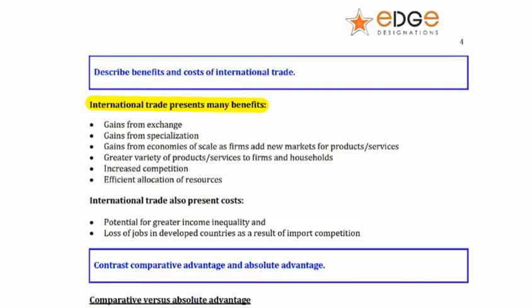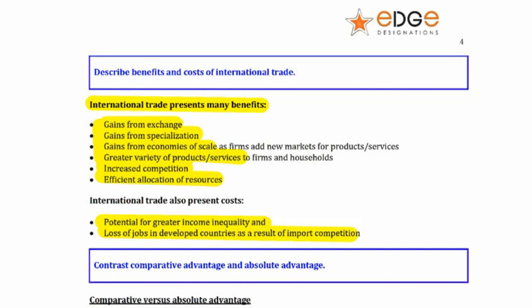International trade benefits: you gain from exchange, you gain from specialization, and economies of scale. There's a greater variety of products and services available to households, increased competition, and more efficient allocation of resources. International trade also has certain costs, such as the potential for greater income inequality and loss of jobs in developed countries as a result of importing.